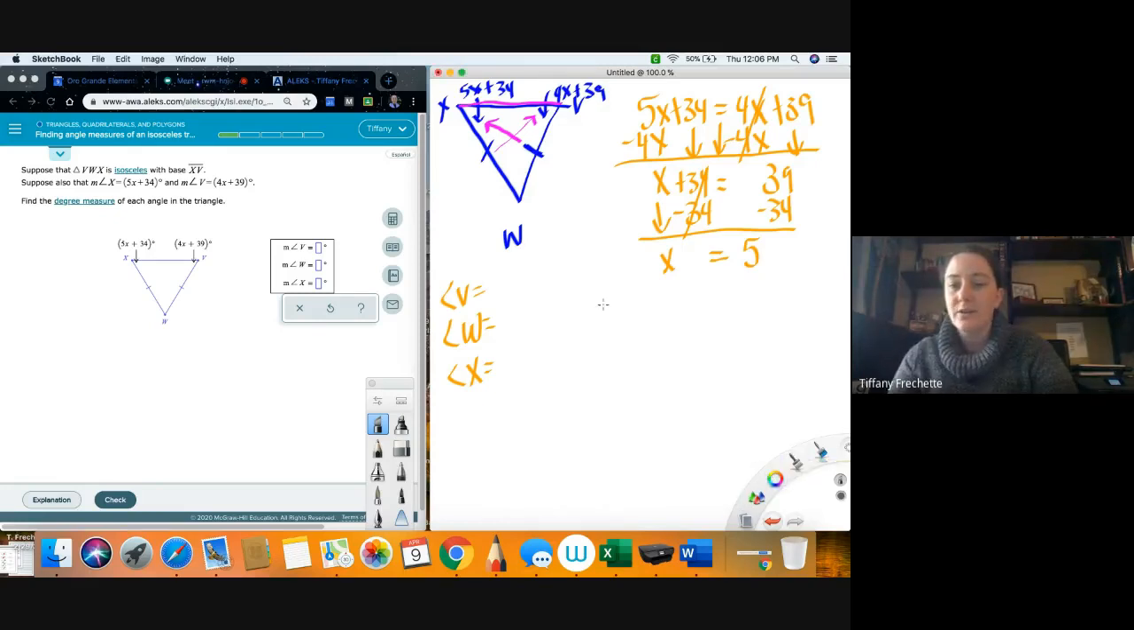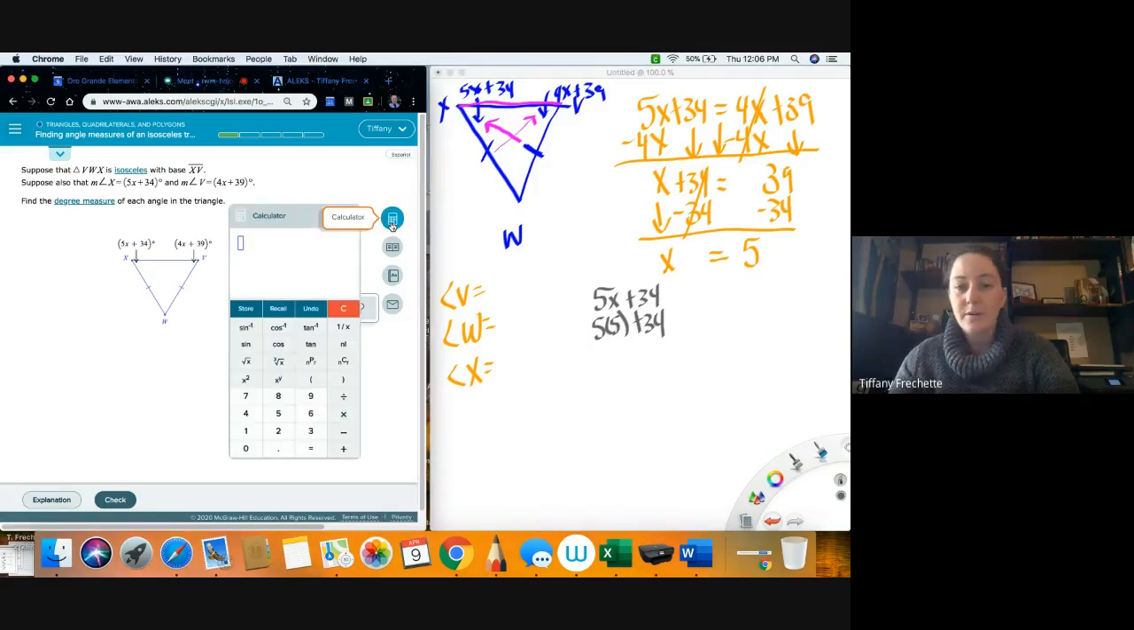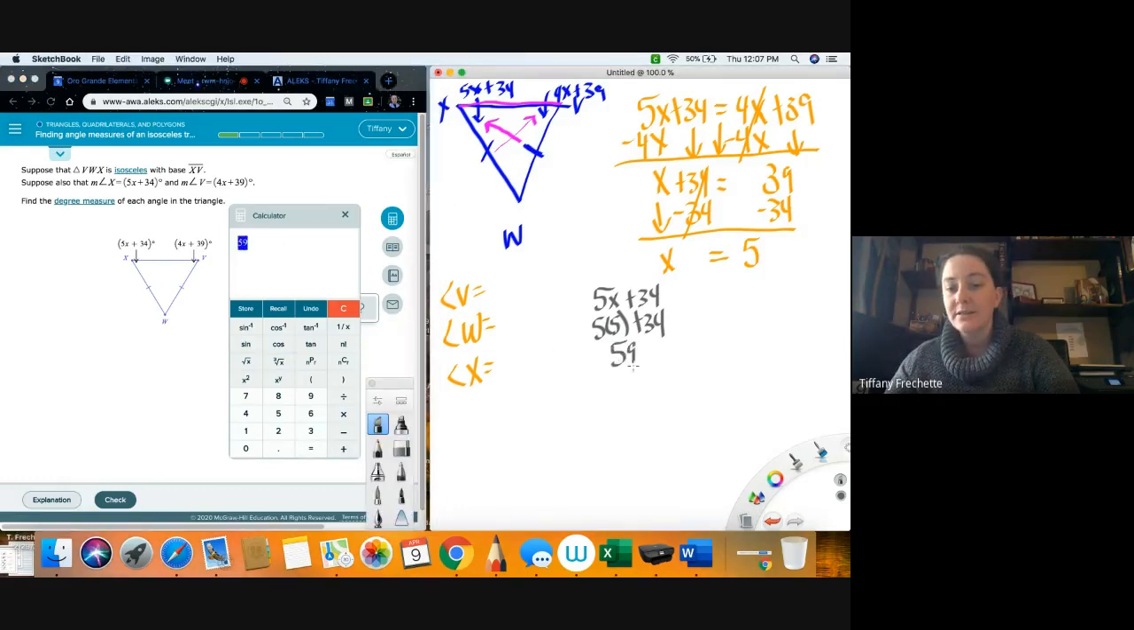So let's see, I'll do this in gray so it's a little different. I'm just going to go with this first one on this side. 5x plus 34. I know what x is, so I'm going to go 5 times 5 plus 34. And I'll grab the calculator this time just so I'm not writing so much out here. So you can put it all in at the same time. You can go 5 times 5 equals, and then plus 34. It's perfectly fine. As long as you can see it's 5 times 5 plus 34, it will work it out correctly for you. So I know this is 59 degrees.